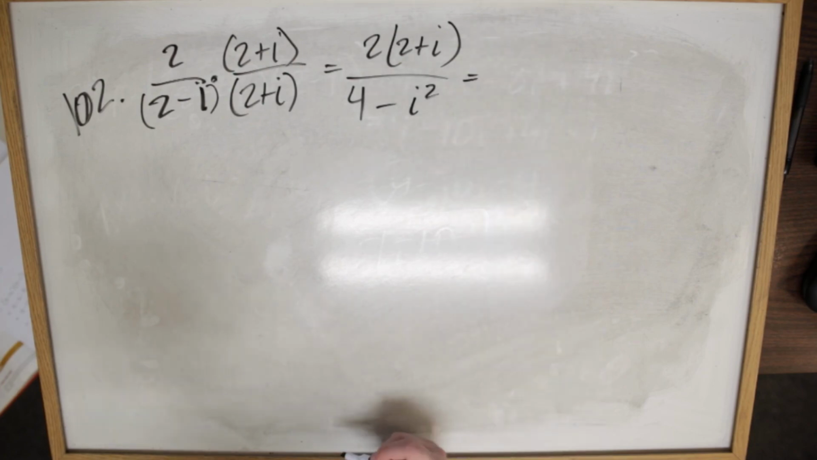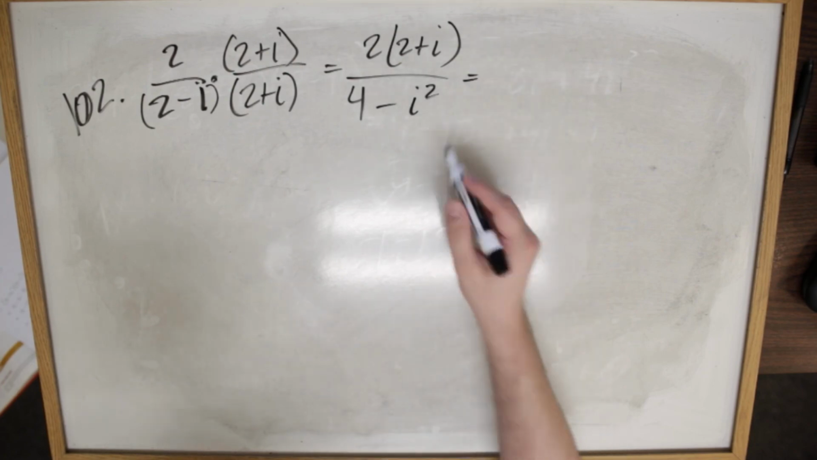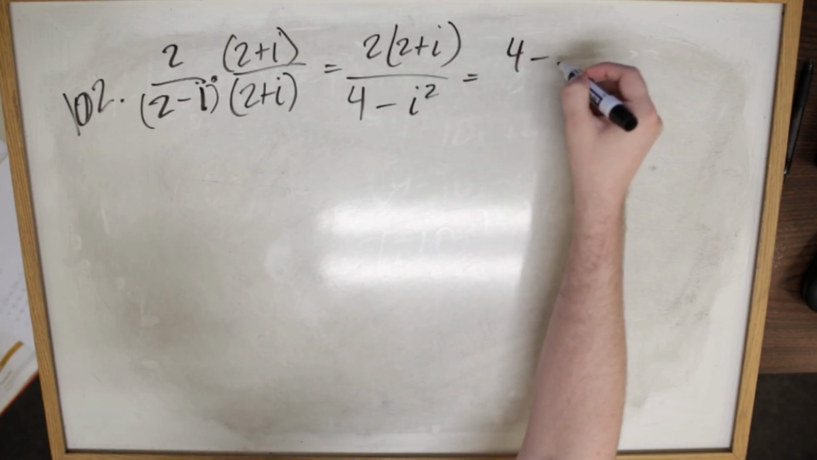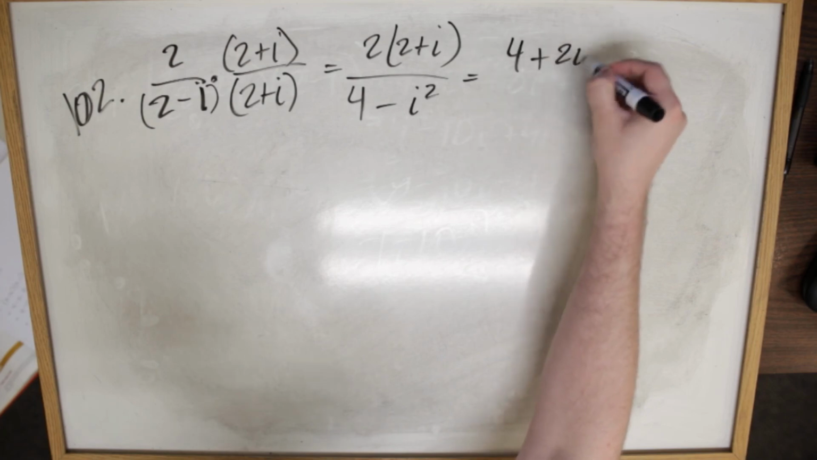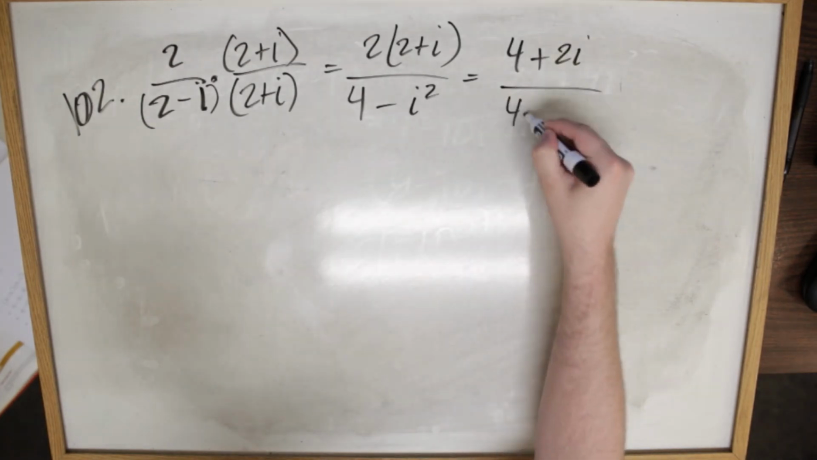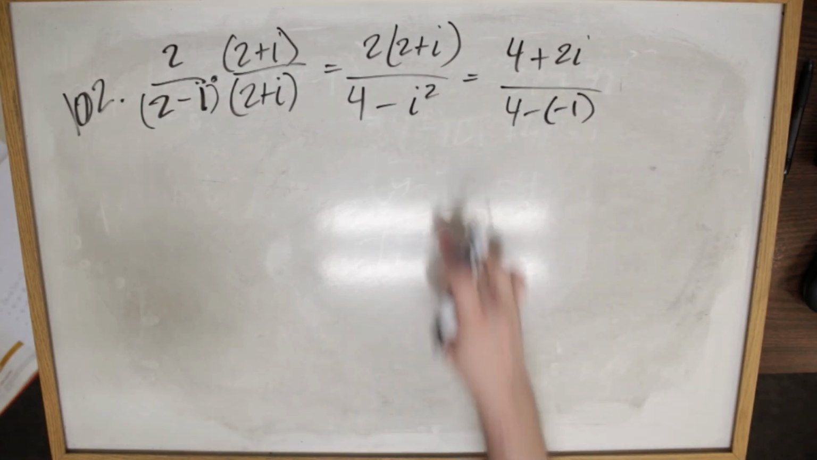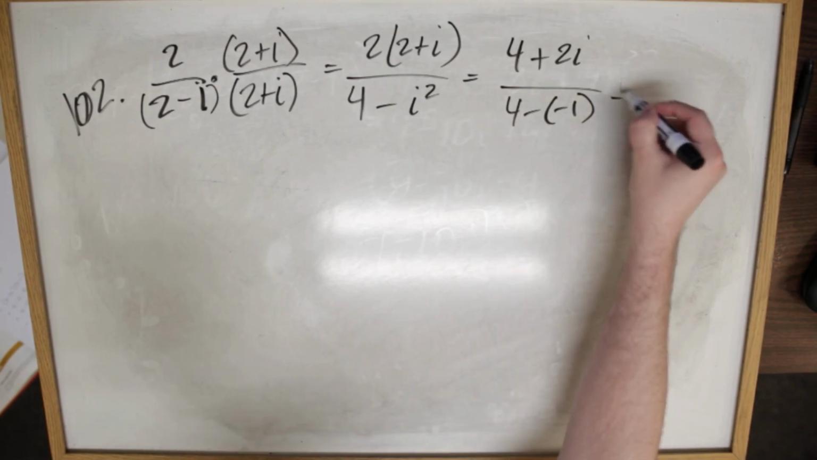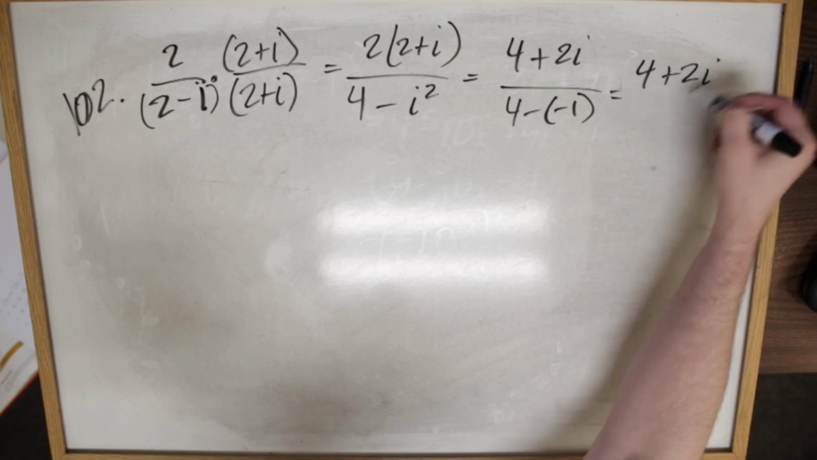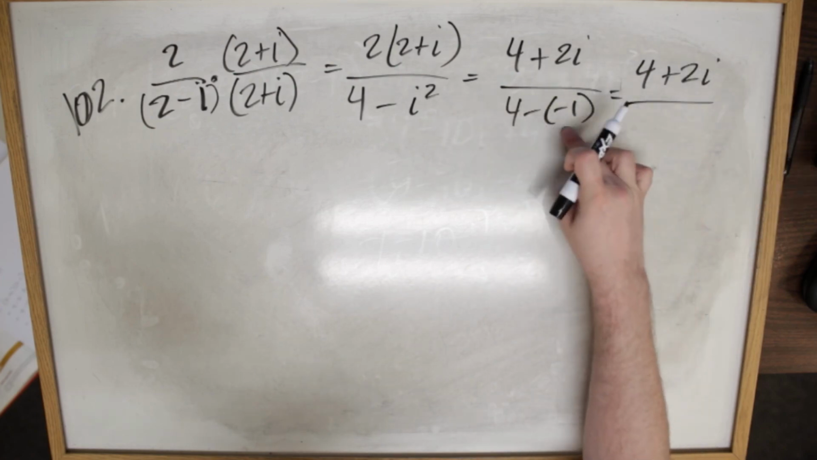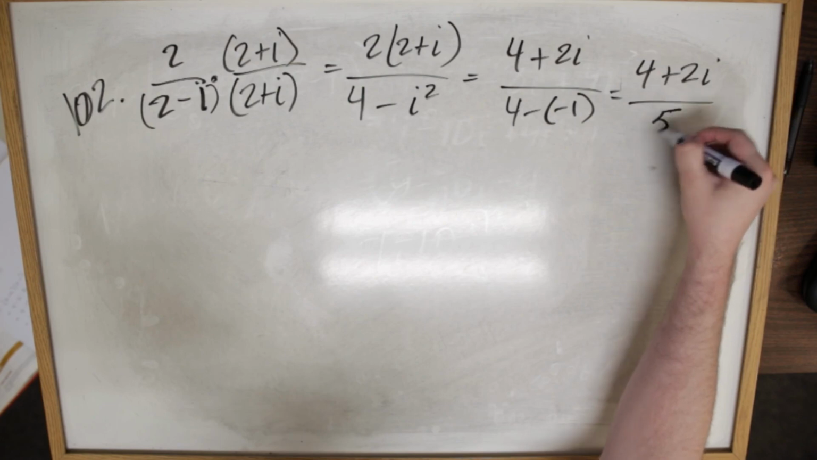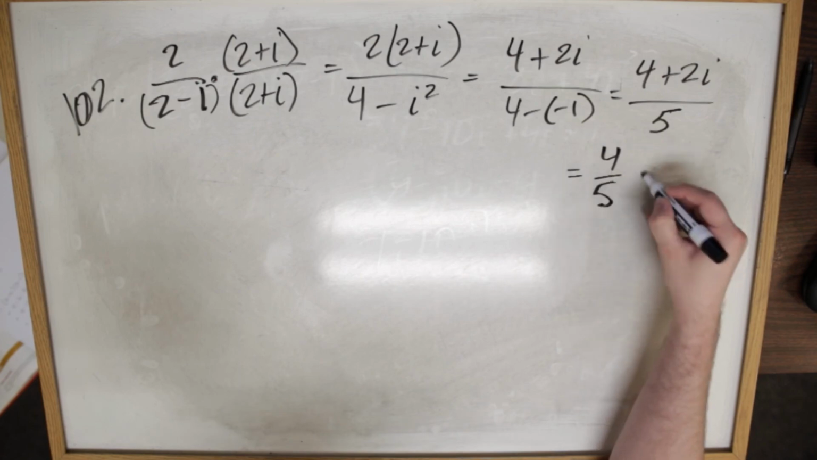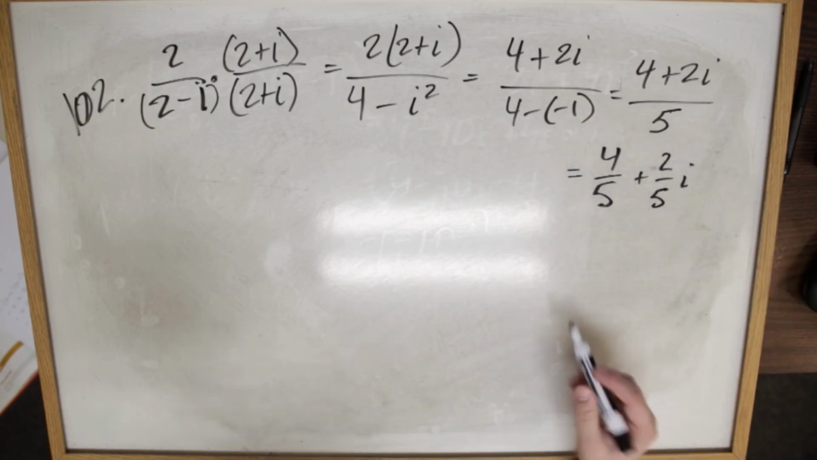So, we're not done. We're almost there. Remember, this is going to be a minus 1. So let's multiply this out. This is going to be 4 plus 2i over 4 minus a minus 1. Remember, we can substitute minus 1 for i squared. This is going to become 4 plus 2i all over 4 minus a minus 1, which is 4 plus 1, which is 5. Okay? And so this becomes 4/5 plus 2/5 i. Okay?